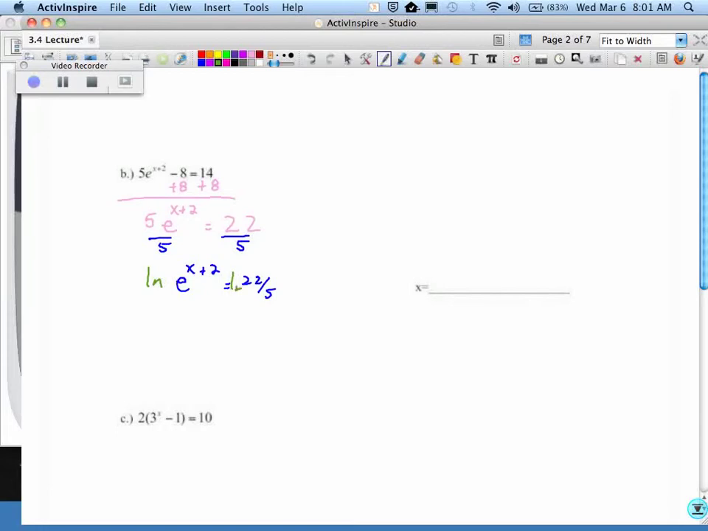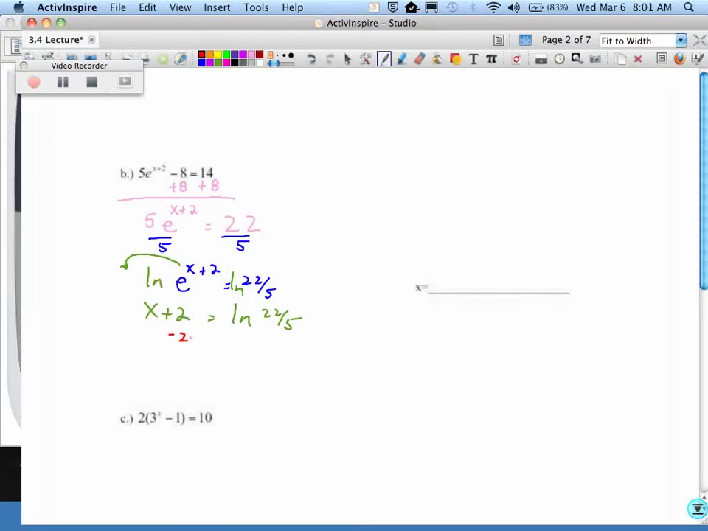What's the ln of e? Let's get in the habit of doing it the right way. The x plus 2 comes down in front. What'd you say the ln of e was? 1. So when I bring the exponent down in front and I multiply times 1, I just have x plus 2, right? So that is the inverse property. You are literally applying the inverse property. Now what do you do? Subtract 2. So my answer is the natural log of 22/5 minus 2.